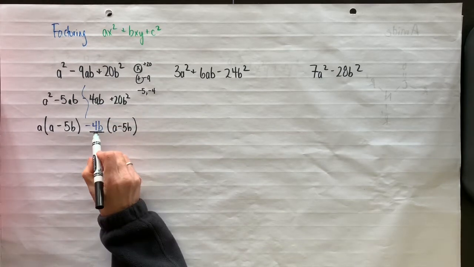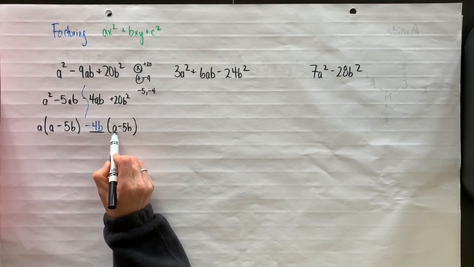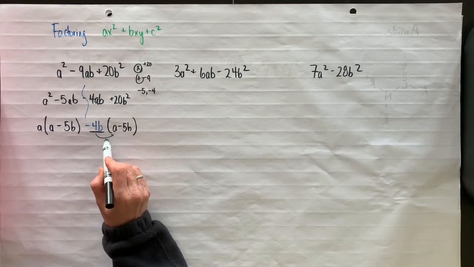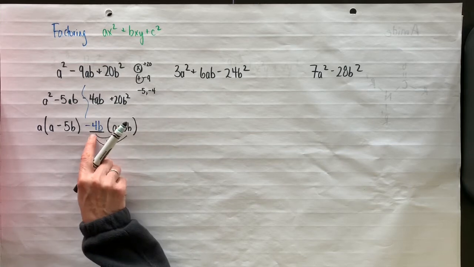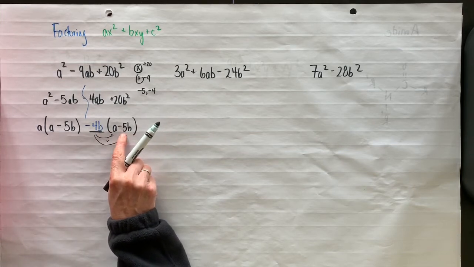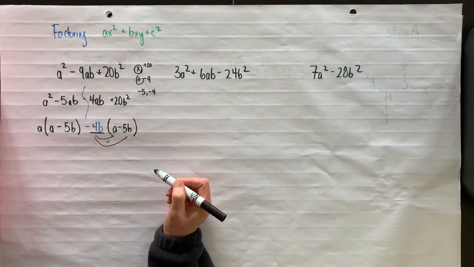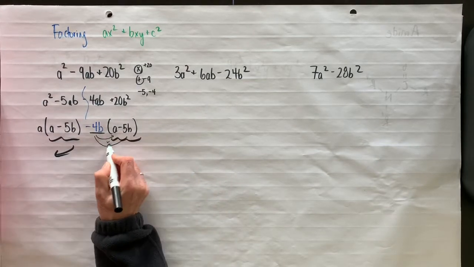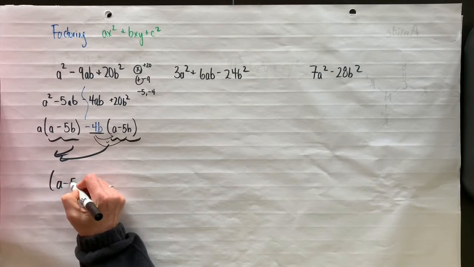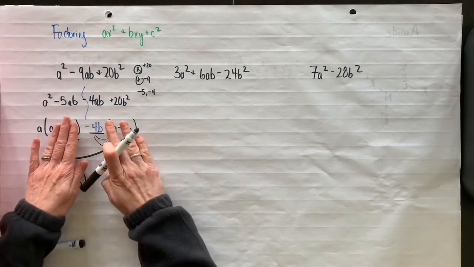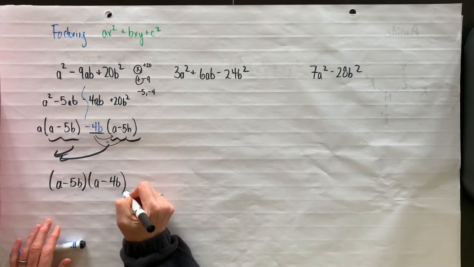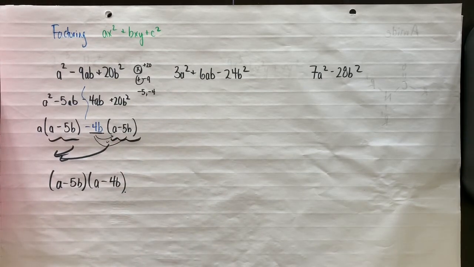Because in my head, I'm saying negative 4b times positive a equals negative 4ab, and then let's just do a really quick check. That works. And does negative 4b times negative 5b equal positive 20b squared? It does. So now this term is the same as that term. I'm going to pull that out in front, and I'm left with a minus 5b. When I pull those factors out, I'm left with a minus 4b. So you've essentially factored that using decomposition.